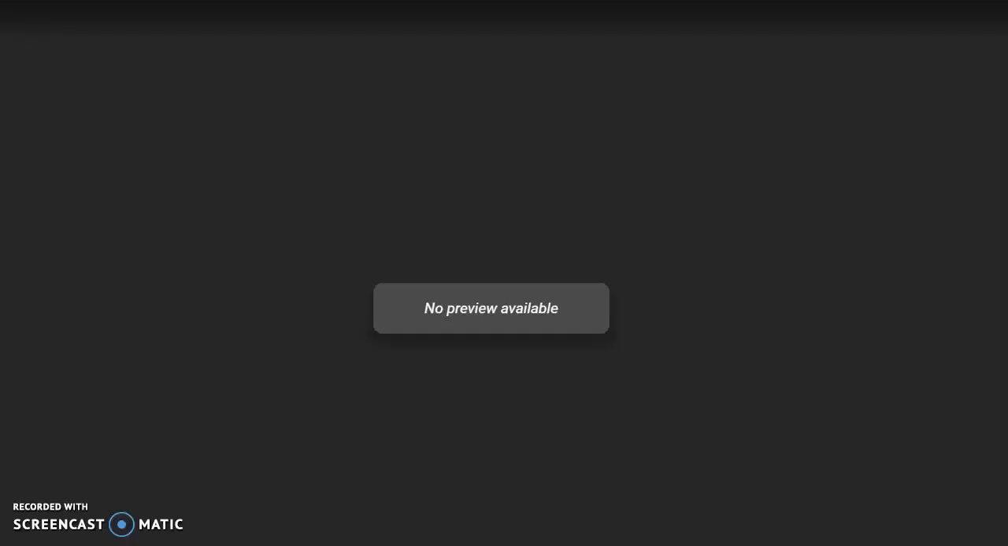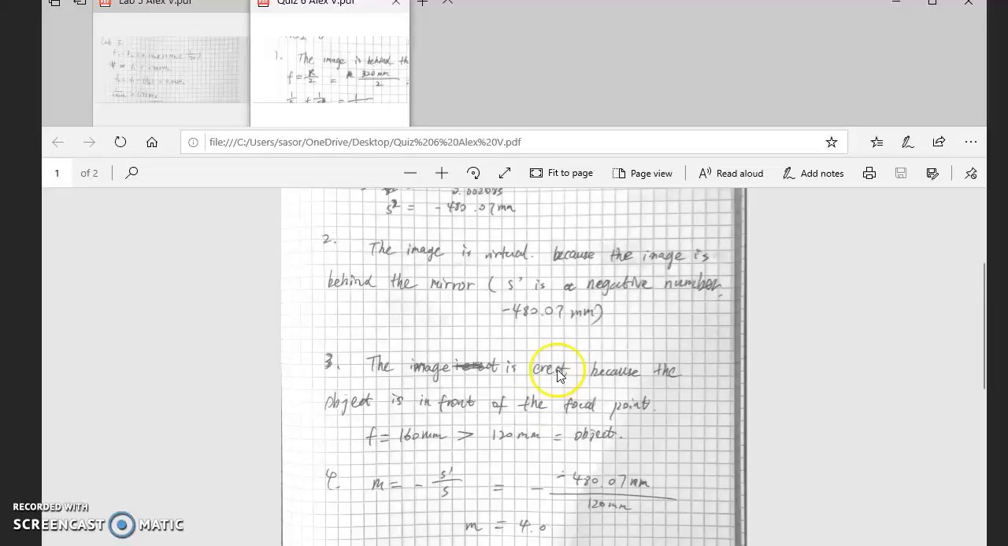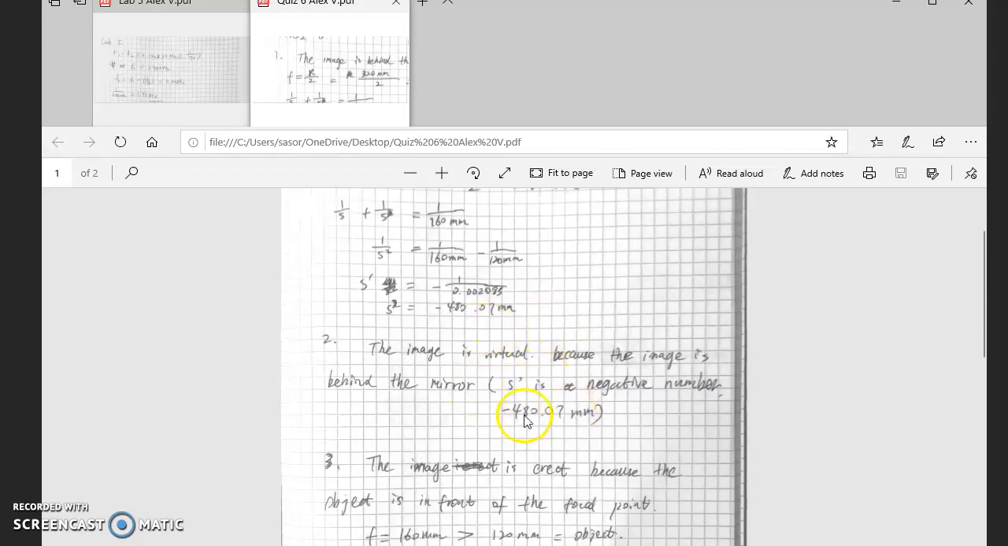The second question is asking, I believe, whether the image is real or virtual. It's virtual because the image is behind the mirror, so there isn't any light coming from behind the mirror for your eyes to see. To explain this with calculations, we would say s prime is a negative number, therefore the image is virtual.